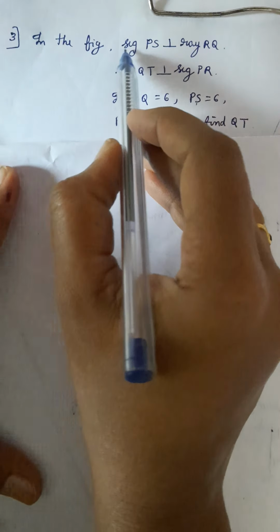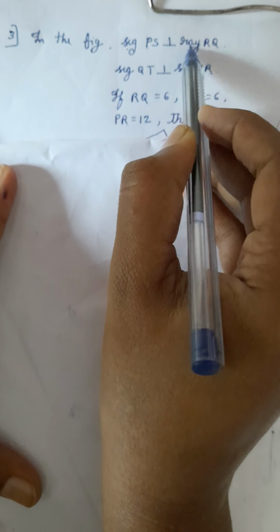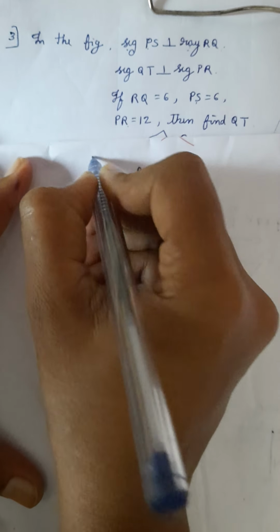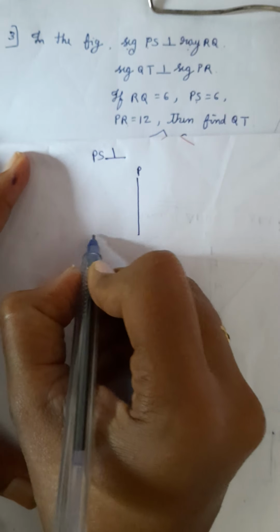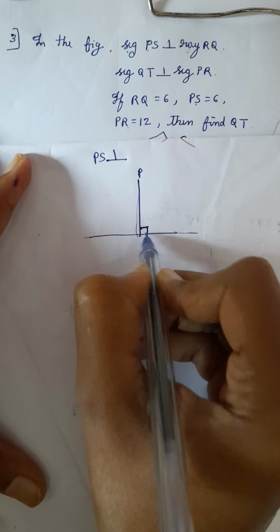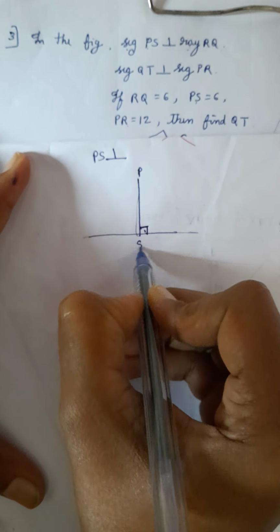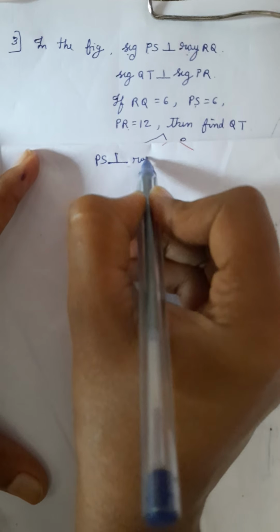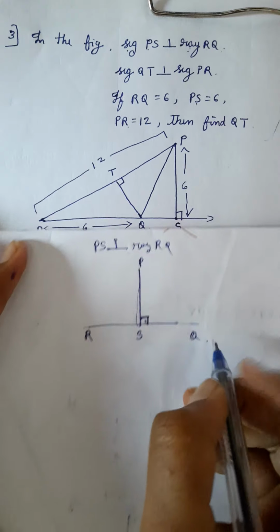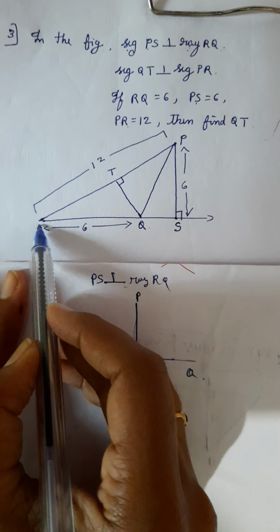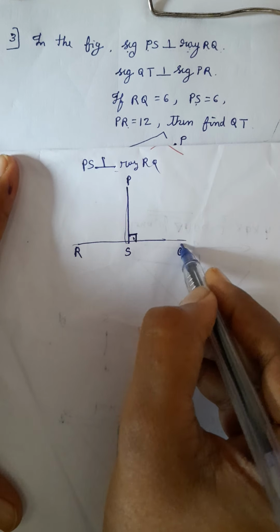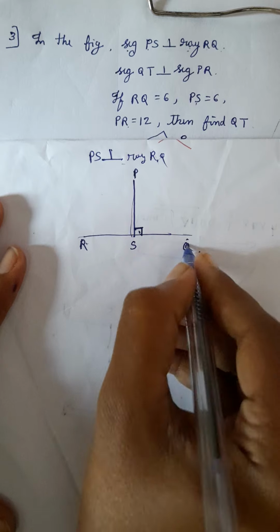Here the statement given is, seg PS is perpendicular to ray RQ. So I will draw PS perpendicular like this. Perpendicular symbol is this, 90 degrees. So PS is perpendicular to ray RQ. Actually RQ is from here to here. It goes continuously and it passes through S also, so we can take RS also. But here it is given RQ, so I am taking RQ here.